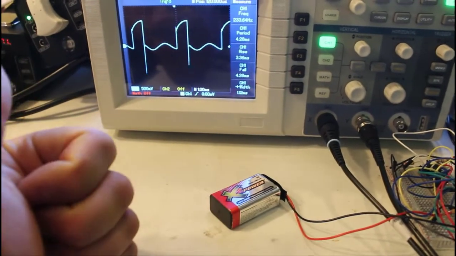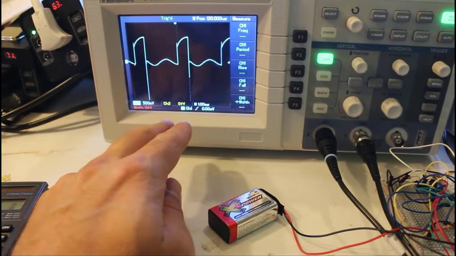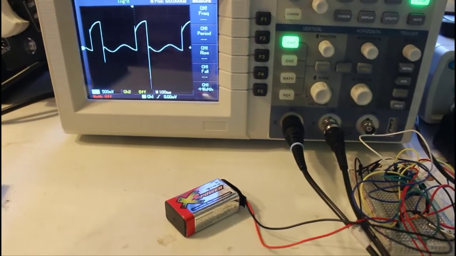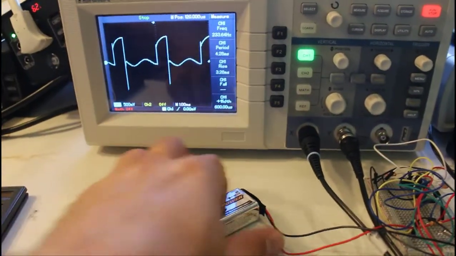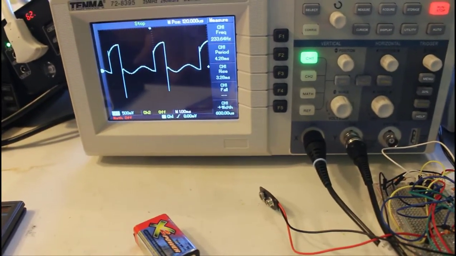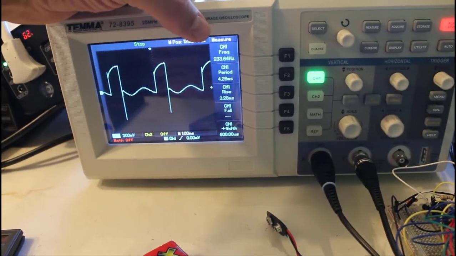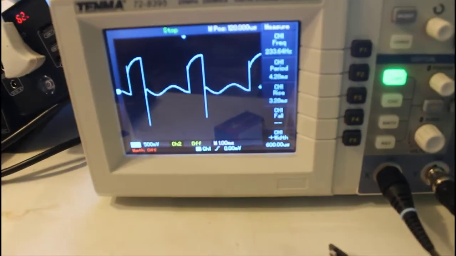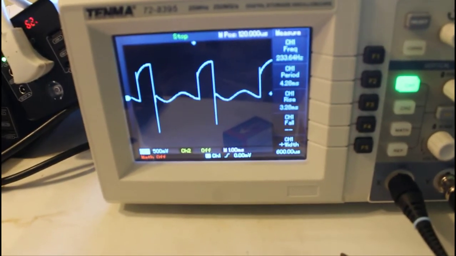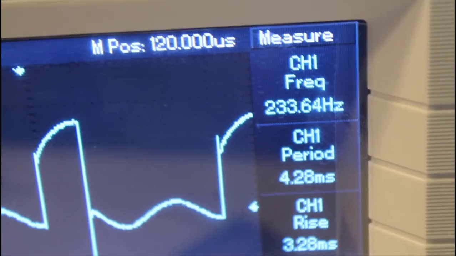Now the cool thing about this is that we can actually measure it. And there are two ways to measure it. One is to select measure and do a run stop, and then we can turn this off so we're not hearing the noise. But we can see that this is 233 Hertz. So that's well within a range that humans can hear. So let me zoom in so that you can see that. And that is right there. So we're seeing that's about 233 Hertz.